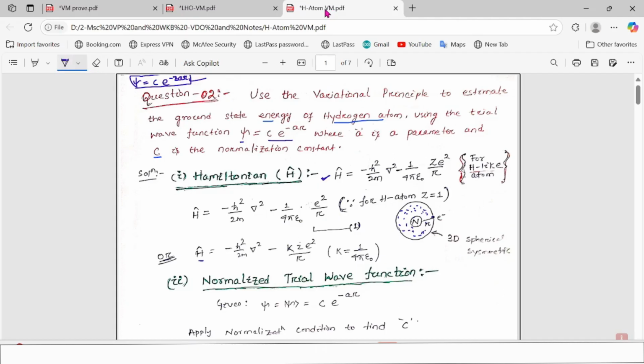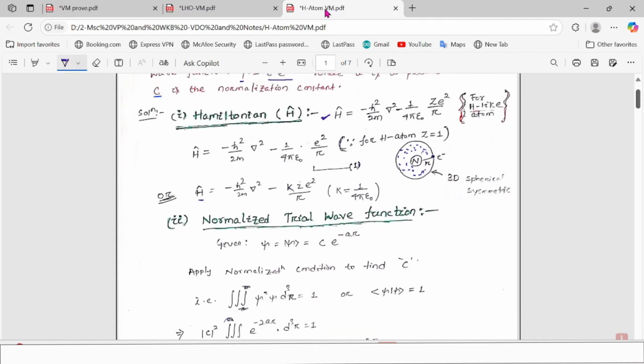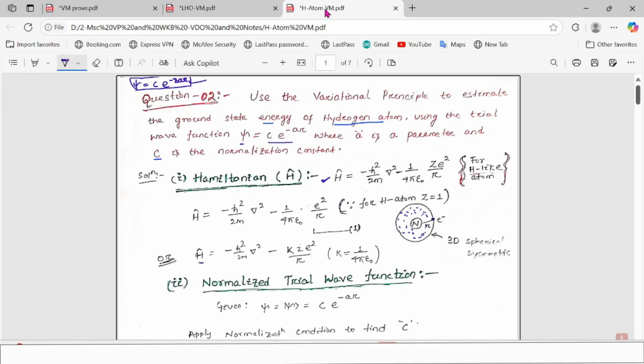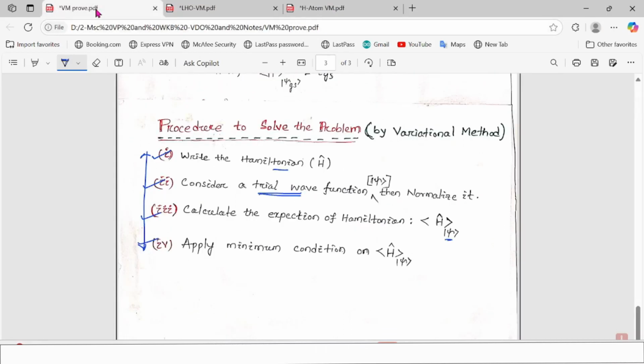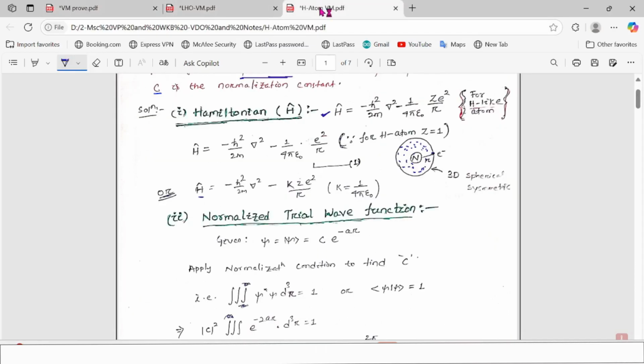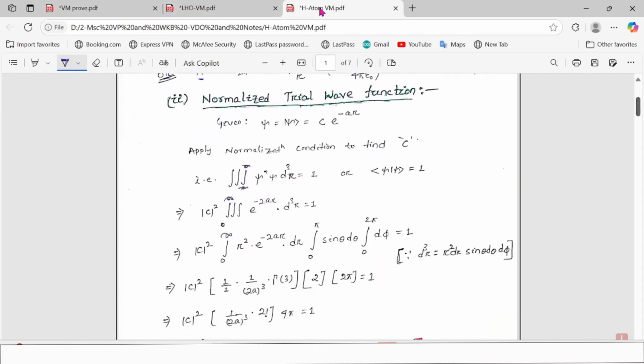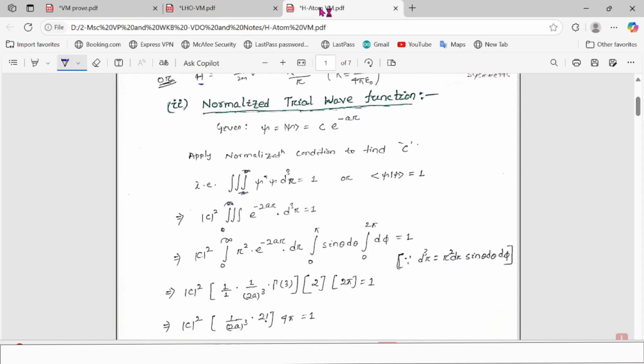Now we are going to go for normalization of the trial wave function. See, the trial wave function for this system is given here. C is the normalization constant; it is not normalized. So our second step is that if the trial wave function is given and not normalized, then first we have to normalize it, using the normalization condition. This is the trial wave function, C is the normalization constant, and the inner product should be 1.